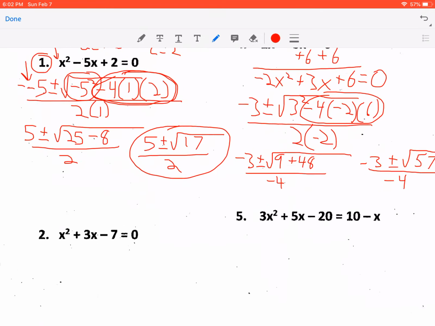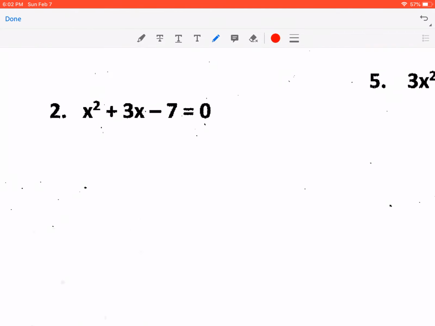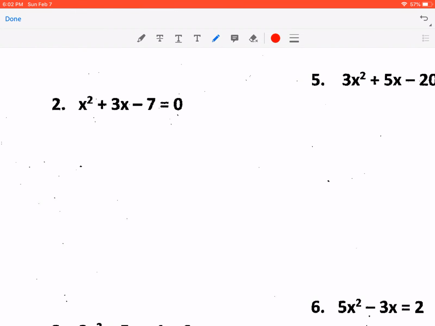All right? I'm going to go down to number 2. And again, why are we doing the quadratic formula? Because you can't factor these. If you sat there and said to yourself, all right, I'm going to try and factor this. I know x and x is x squared, but how in the world am I going to get a 7 and a 1 to add up to a 3? It's not going to work. So we're not even going to bother with factoring. We're going to do the quadratic formula.